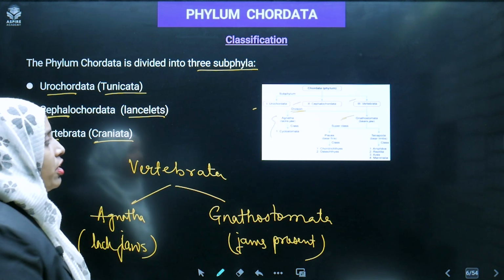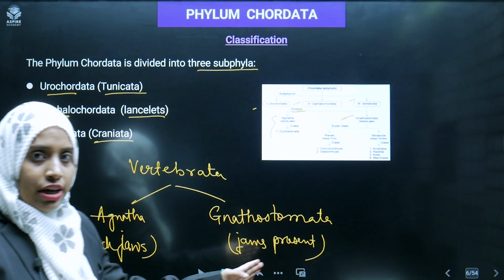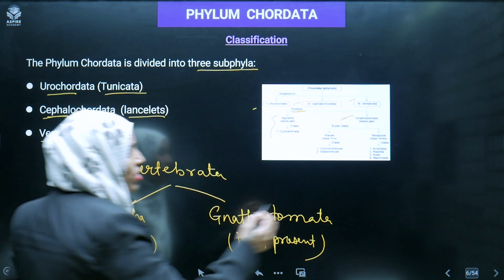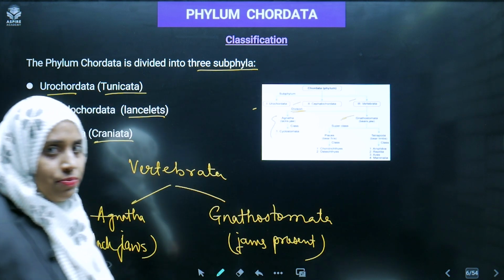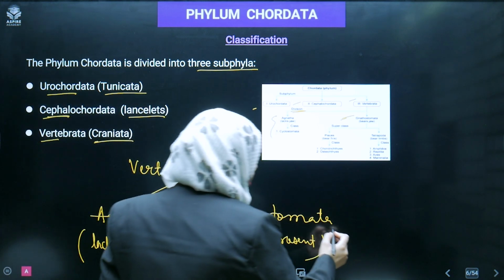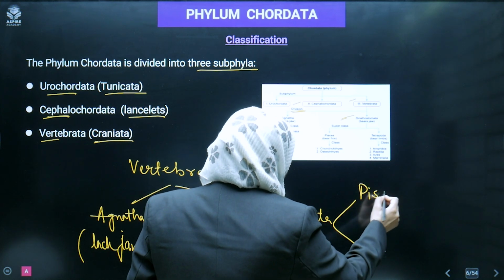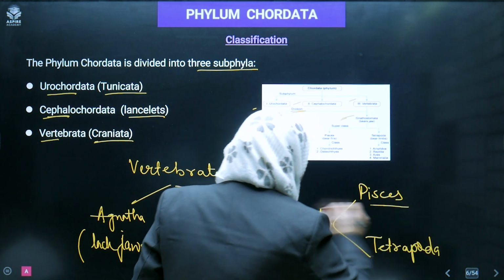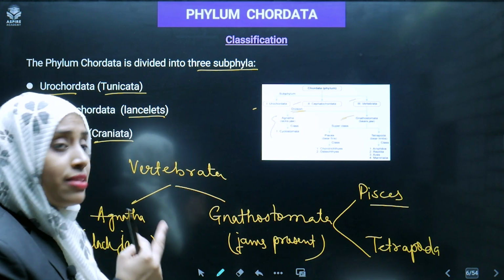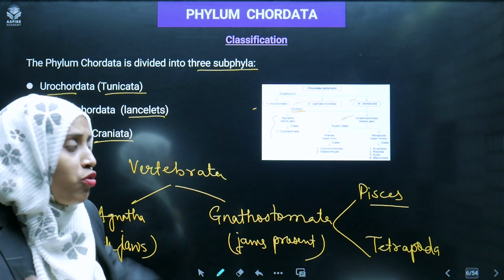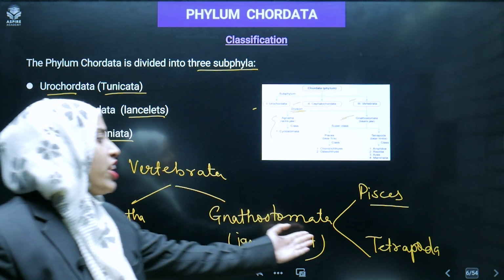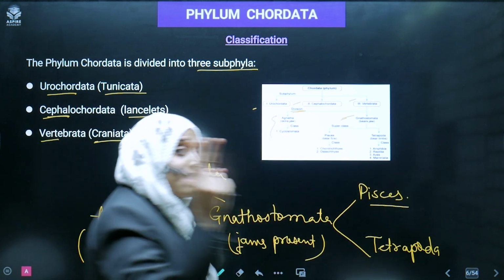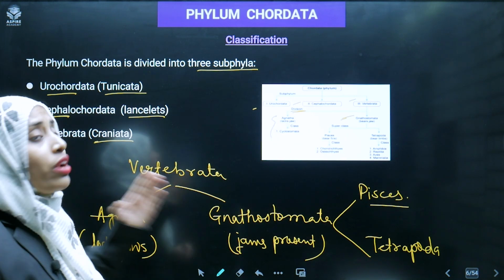If we proceed further, in Gnathostomata we can again see there is a superclass. What are the superclasses? Two superclasses, that is Pisces and Tetrapoda. Pisces means fishes, and Tetrapoda means 4 legs, 4 feet or 4 limbs in total. Counting the forelimbs and hind limbs together, we are having 4 limbs.